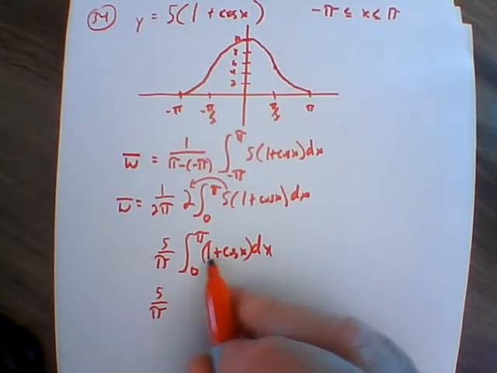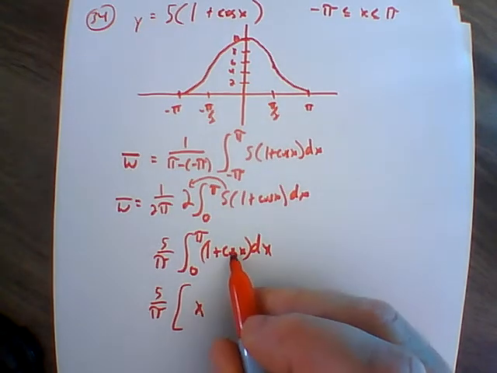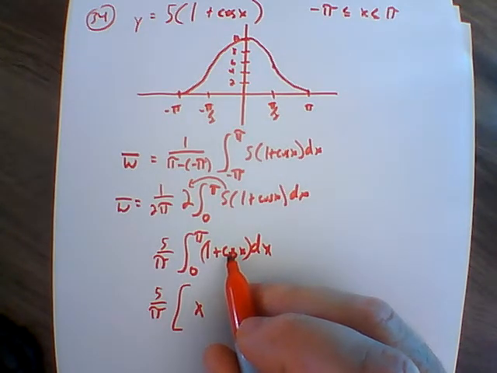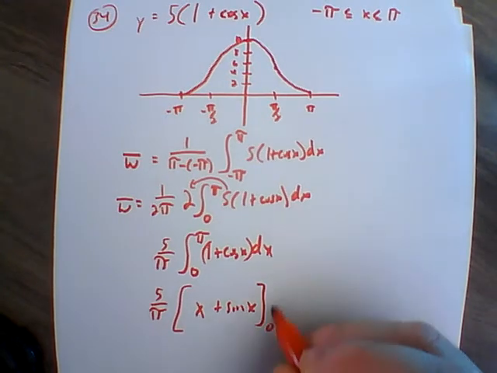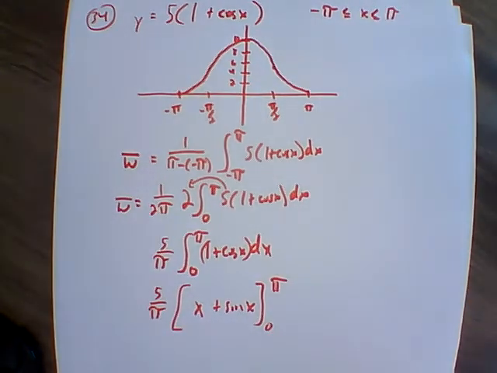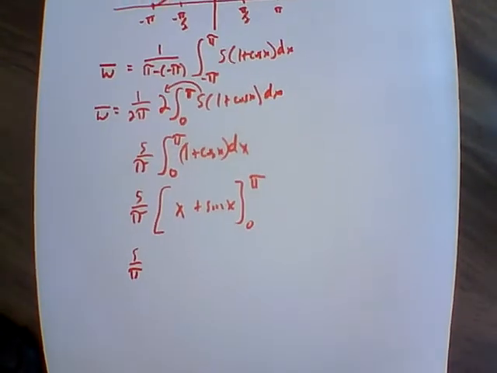So, evaluating this, the integral of 1 is x, the integral of cosine x is sine x, and then we're evaluating from 0 to pi on here. So that means we have 5 over pi.